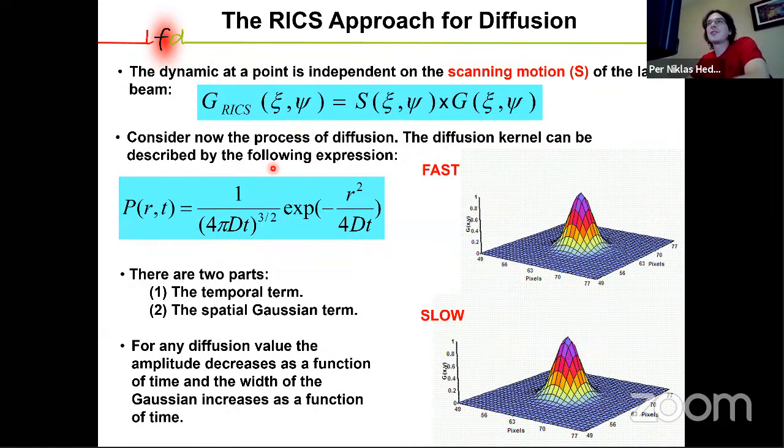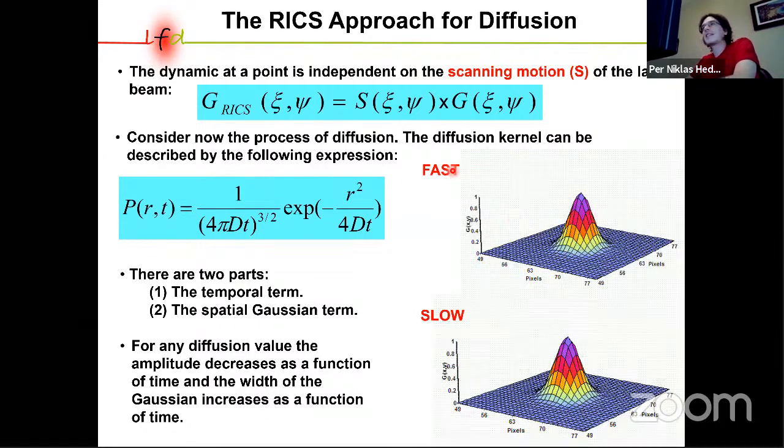In the case of diffusion, we can describe the probability function to find a molecule at a certain distance at a certain time. Here it is, an exponential decay. So we have here the normalization in the beginning, 1/(4πDt)^(3/2), where D is the diffusion coefficient. And then we have the exponential term here, minus r² over 4Dt. Again, D is the diffusion coefficient of our molecule.